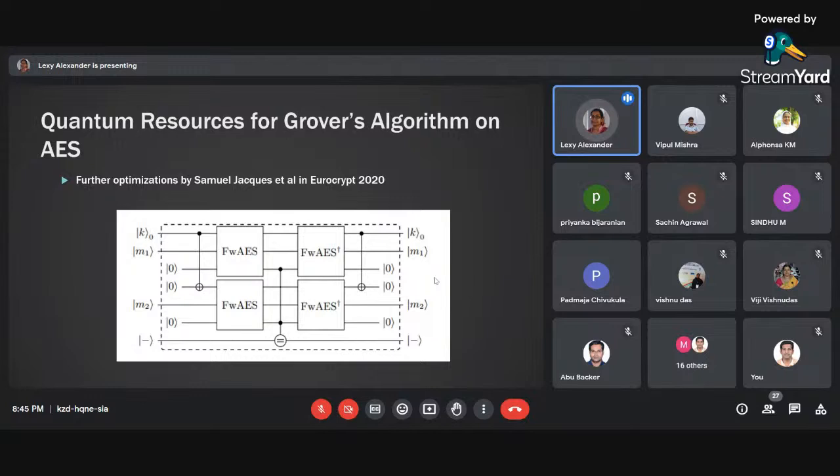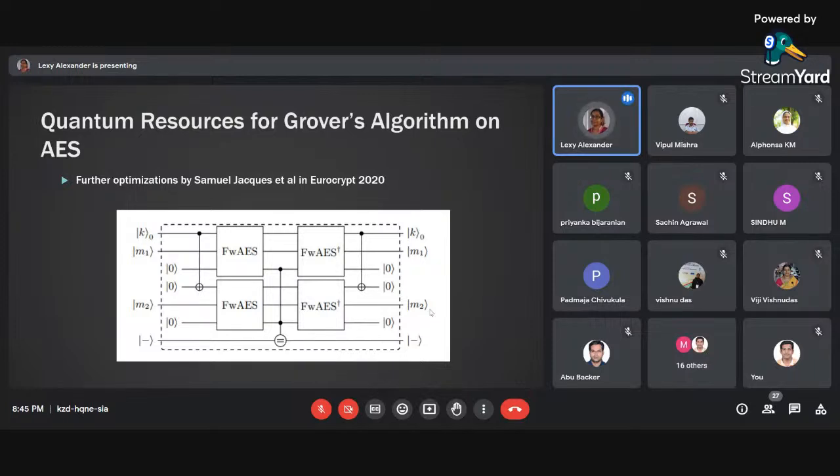Then further optimization in the implementation of AES was done by other people, Samuel Jacques et al. at Eurocrypt 2020. They said that instead of 3, even if you know only 2 plaintext-ciphertext pairs, you can guess the correct key with very high probability. So this reduced the gate count, and many more optimized implementations of S-box and MixColumns have come. ShiftRows is nothing, just changing the gates.